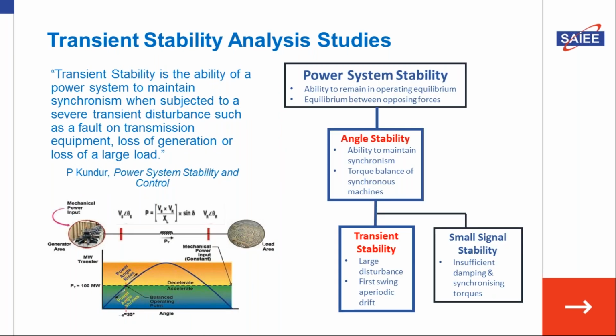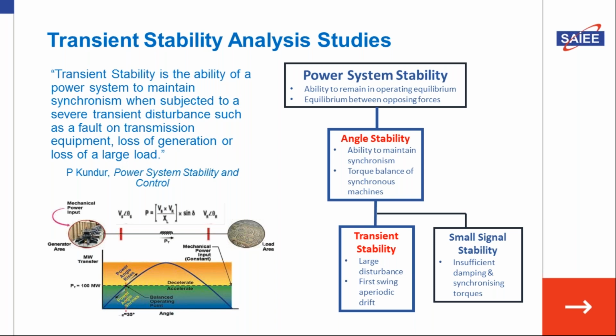Now we come into the transient stability studies. Leslie has touched on this. To define what transient stability is, if you look at the definition from Kundur in the Power System Stability and Control book, he says transient stability is the ability of the power system to maintain synchronism when subjected to a severe transient disturbance, such as a fault on transmission equipment or loss of generation or loss of a large load.